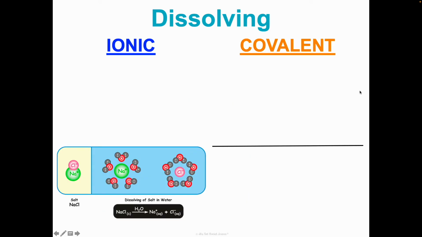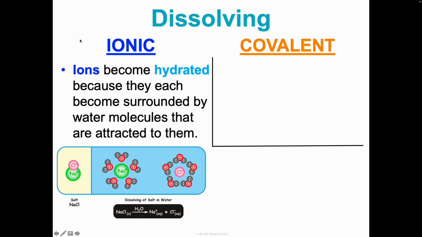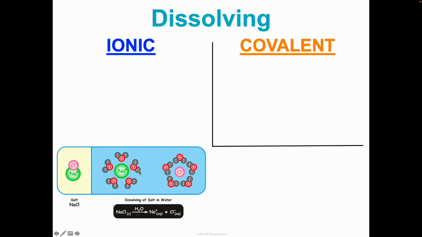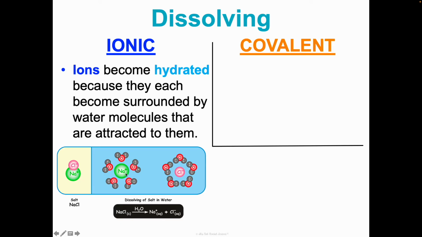Another big distinction, well, actually, this is a similarity. Ions become hydrated because they each become surrounded by water molecules that are attracted to them. So we can see how this is depicted here. Again, this is a close-up of what I showed in that last picture. Right here, look up closer. How the oxygens that are negative orient towards the positive sodium. How the chlorines that are negative have the positive hydrogens oriented towards them. We would say that these ions are hydrated when they are surrounded by water molecules.